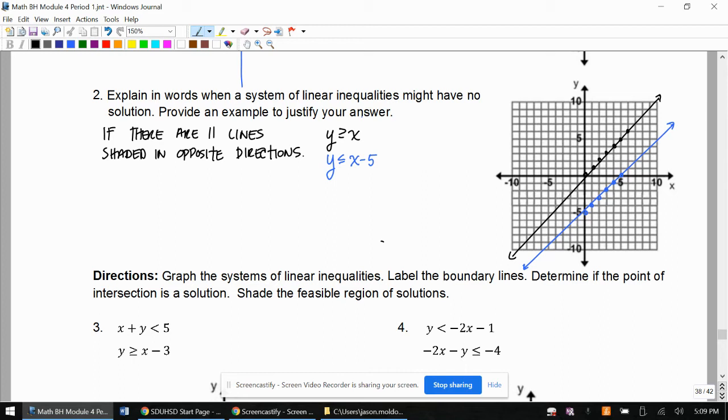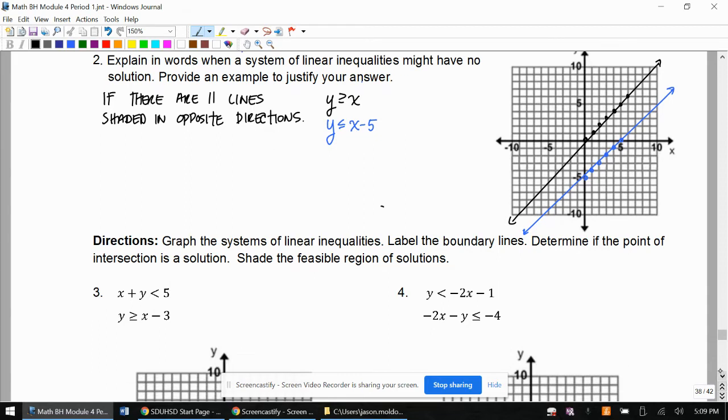But not all the time, because it is possible that we could shade the black one below and the blue one above, and we would have actually a feasible region. It just so happens these are shaded in opposite directions and they never touch or overlap.